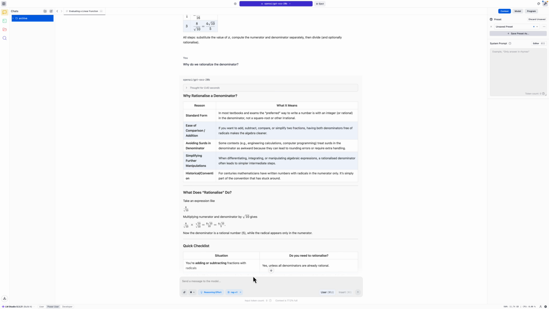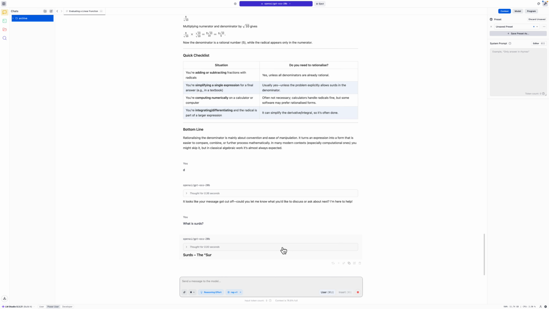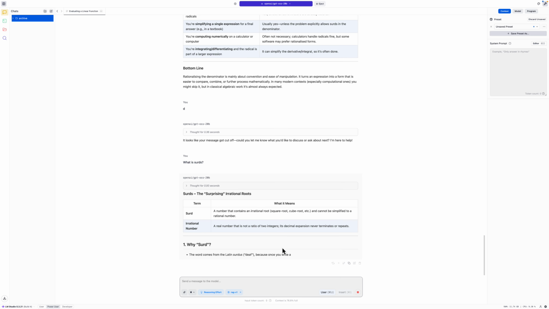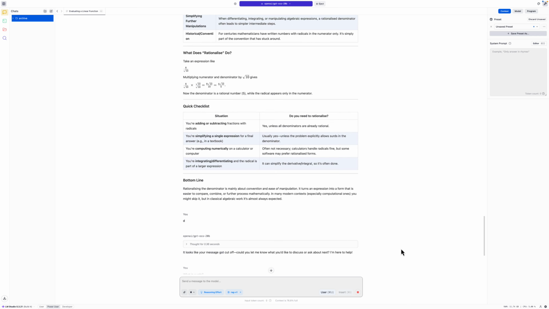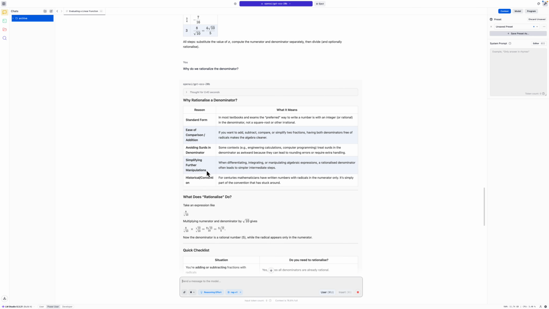What is SURDS? The surprising irrational roots. Okay. Must be an engineering thing. Simplifying further manipulation. When differentiating, integrating, or manipulating algebra expressions, a rationalized denominator often leads to a simpler intermediate step. Okay.